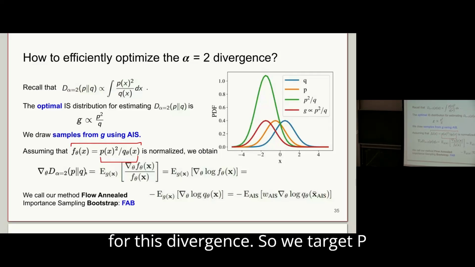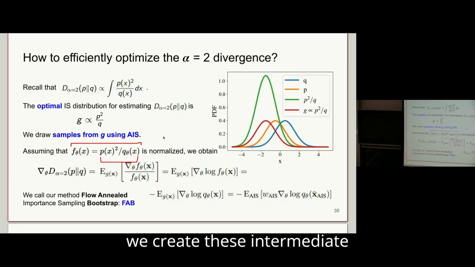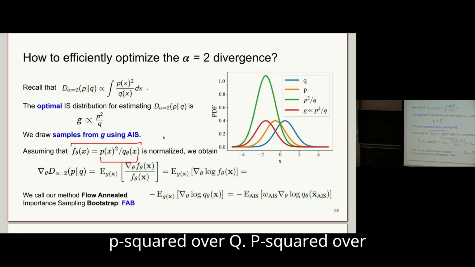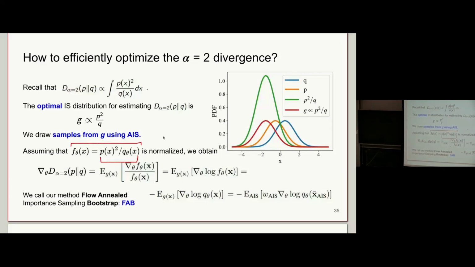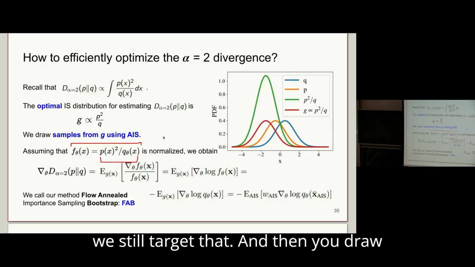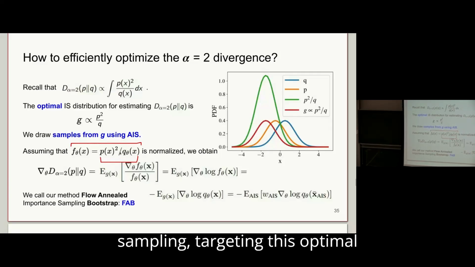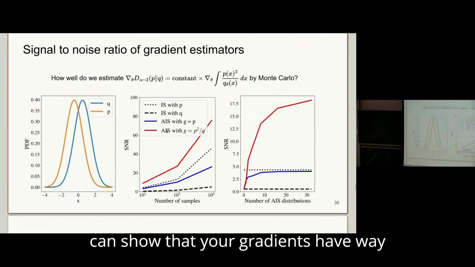So we target p squared over q when we draw samples with annealed importance sampling. So we sample from our model, we create these intermediate distributions between our model and p squared over q. P squared over q also has the density of our model, but we still target that. And then you draw samples with annealed importance sampling targeting this optimal importance sampling distribution, and you can show that your gradients have way lower variance.